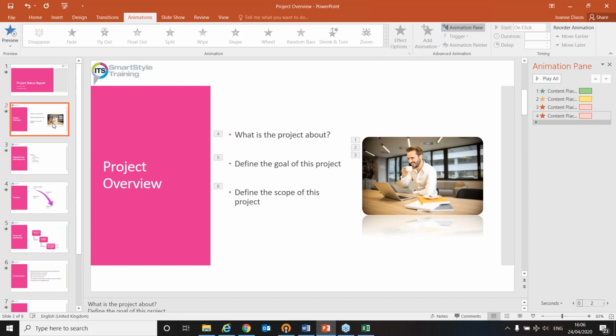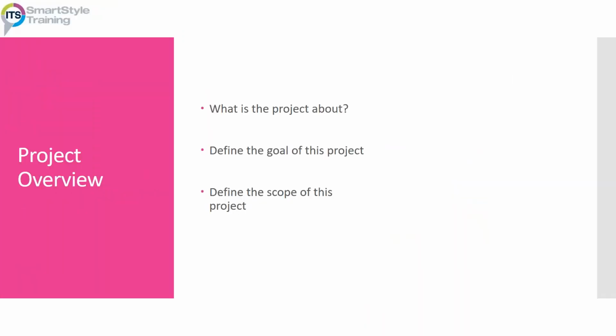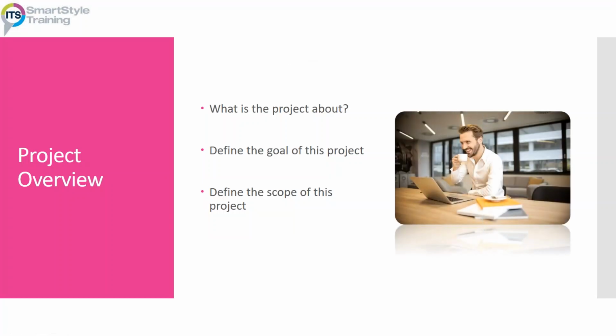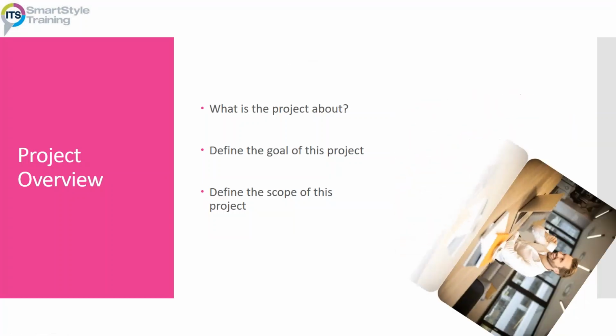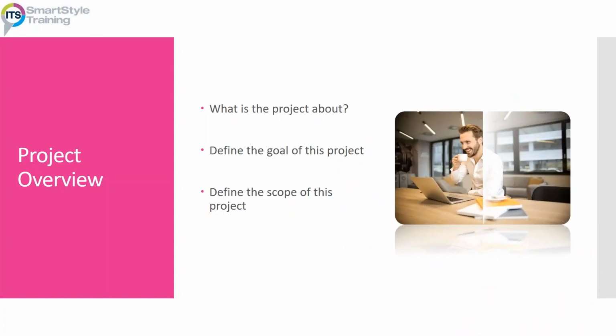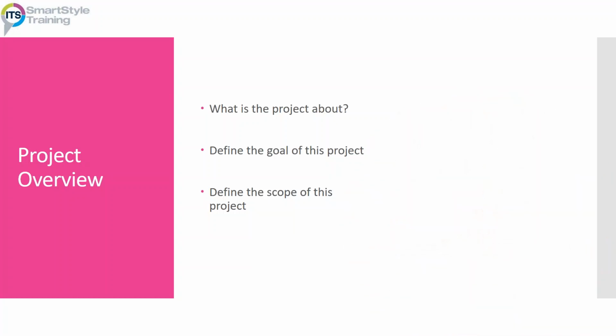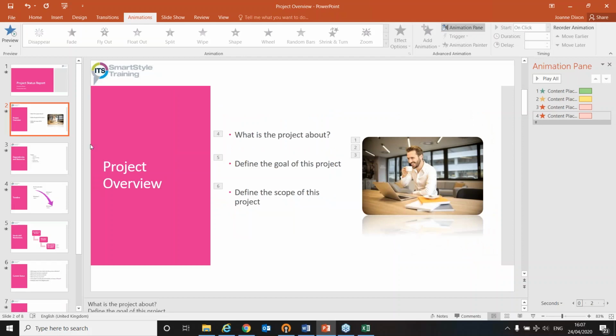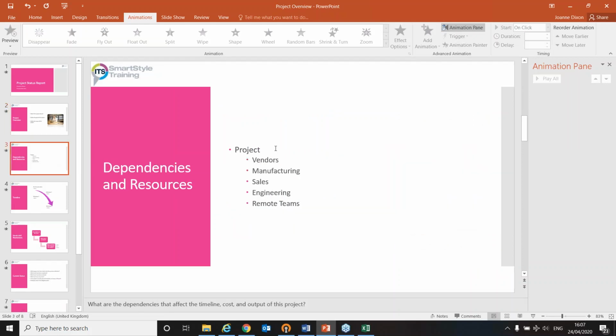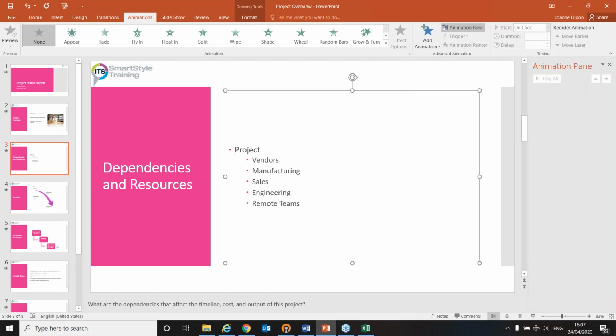So F5, remember, was the key to run the slideshow from slide 1. Shift and F5 will run the slideshow from the current slide. So remember what I was saying about the amount of clicks. In order to make this come on, a simple click, and then to emphasize, another click, and then to make it go off, yet another click. You can automate those, but you do need to make sure that you've changed the animation appropriately.